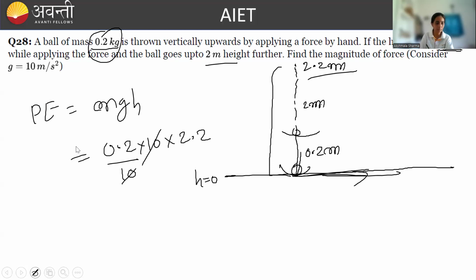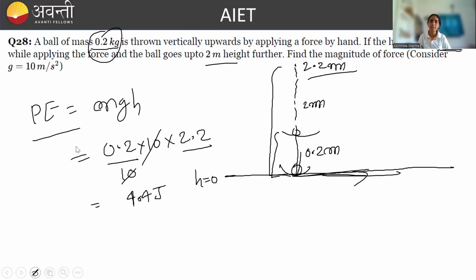mgh. So how much is the potential energy? 2.2 into 0.2. That is your 4.4 joule. Okay? And this should be equal to what? This potential energy is coming from where? Why did it gain potential energy? Because the hand did the work. Done. So the hand applied the force and it did the work.